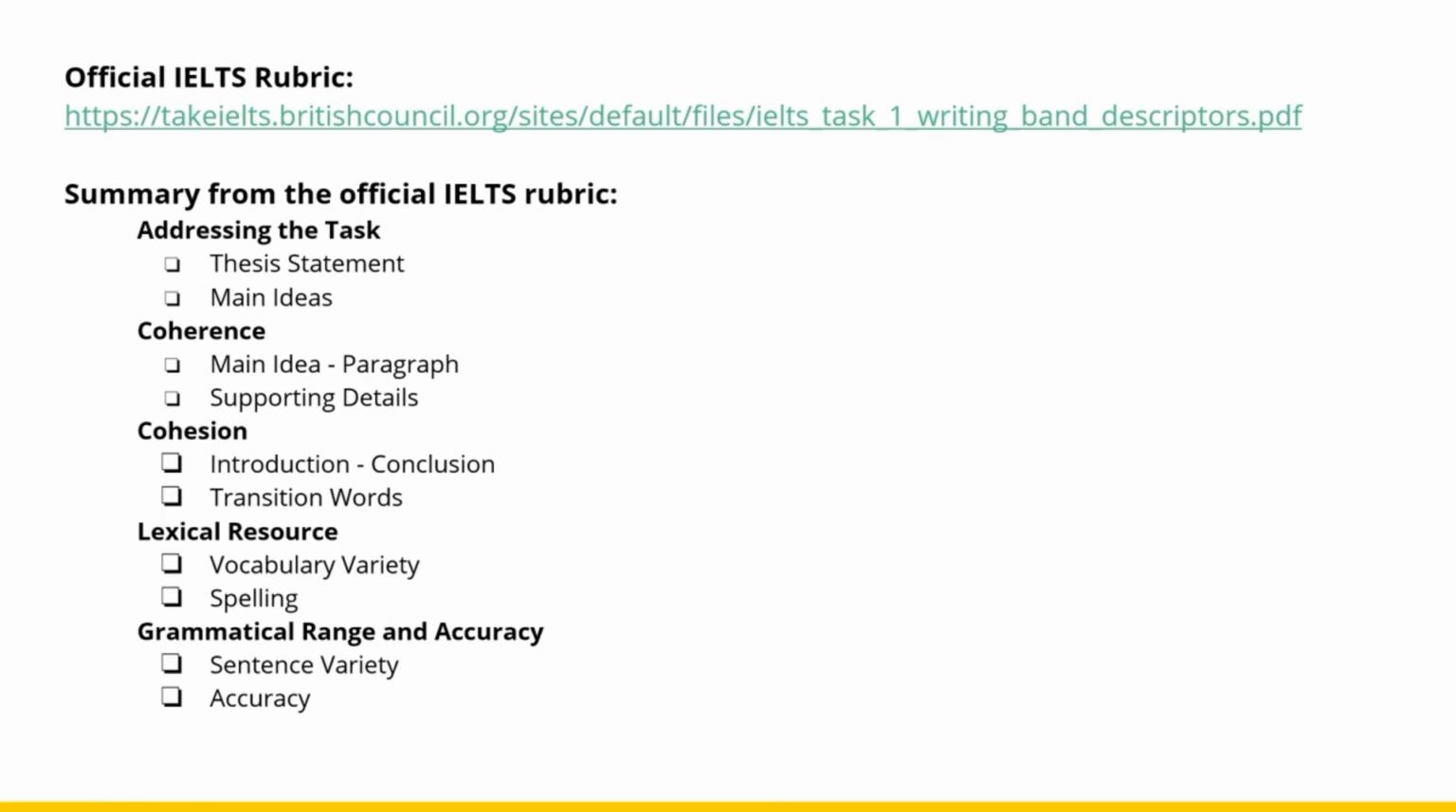The last important point is grammatical range and accuracy. It means your sentences are different. You are not using only simple sentences or only compound sentences. You have 4 different types of sentences that we discussed: simple, compound, complex, and compound complex. And accuracy is that you feel confident when you are using your vocabulary and tenses. So do not use grammar or vocabulary words that you're not sure about. It's better to keep it simple instead of making big grammatical mistakes. So that's our brief summary for the official IELTS rubric.